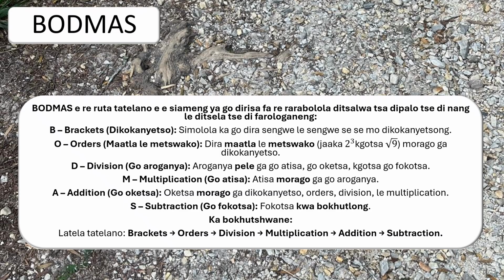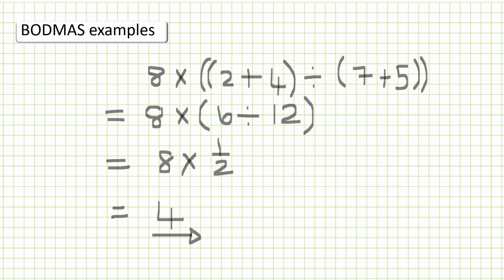So let's have a quick example or look at an example. In this example, we've got 8 multiplied by, in brackets, 2 plus 4 divided by, in brackets, 7 plus 5.